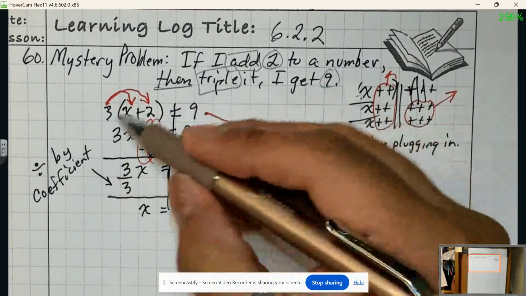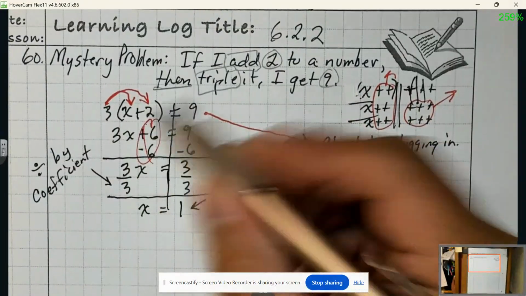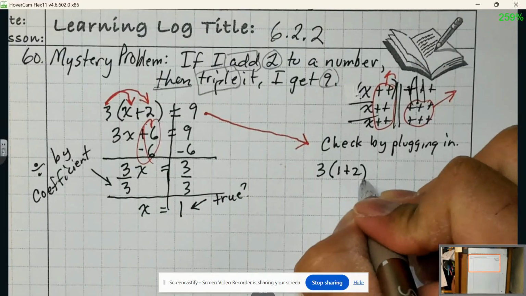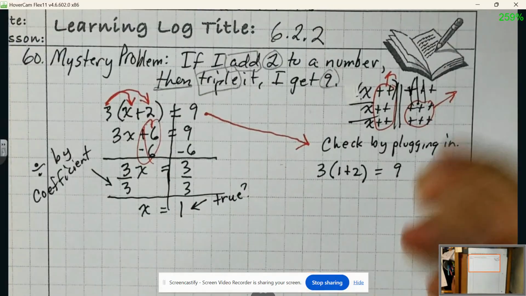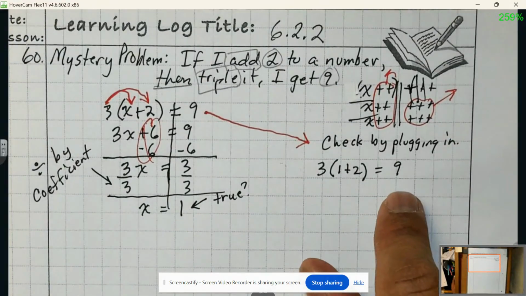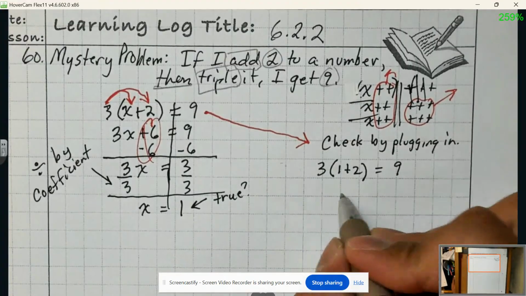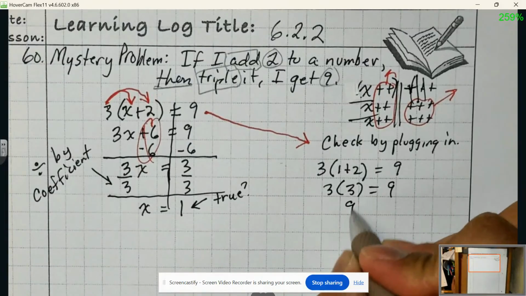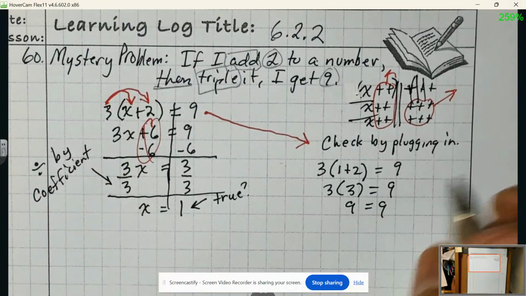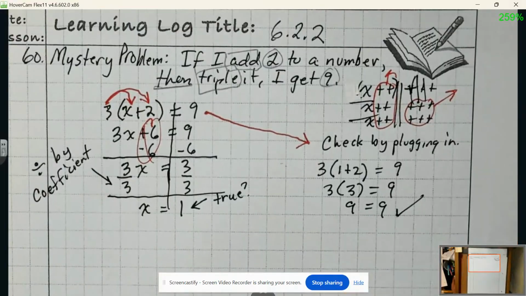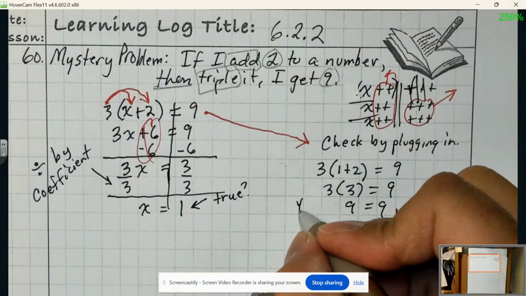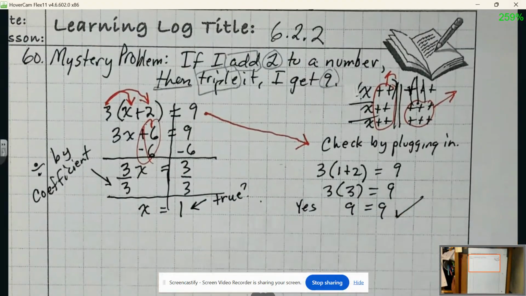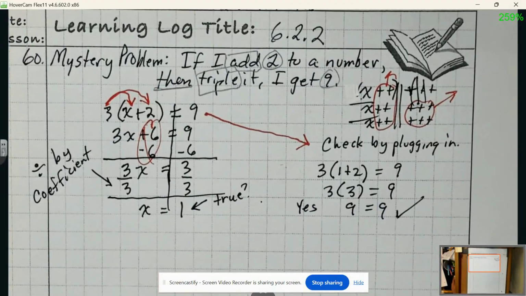And so we're going to substitute the 1 for the x. And that gives us 3 times 1 plus 2 equals 9. And now we're just going to use the order of operations to see if this is true. Okay, 3 times 3 equals 9. 9 is equal to 9. So once I have this true statement, I can go ahead and check it off, and we can say, yes, it is true. Okay, so that means that 1 is the solution.